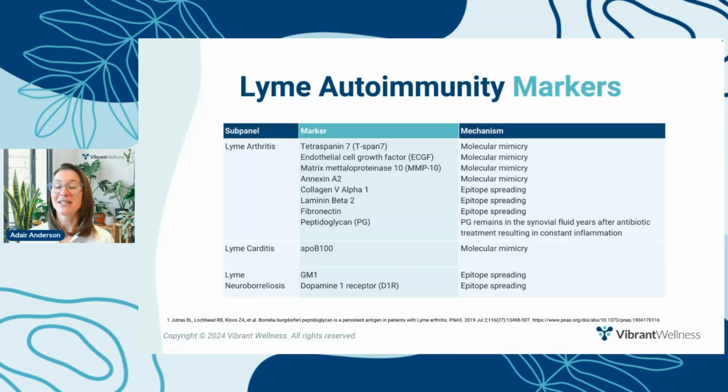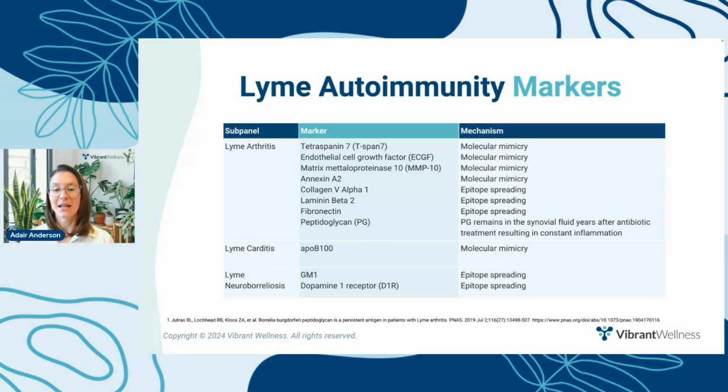The Lyme Autoimmunity test has three subpanels: Lyme arthritis, Lyme carditis, and Lyme neuroborreliosis, including 8 Lyme arthritis markers, 1 Lyme carditis marker, and 2 Lyme neuroborreliosis markers. Molecular mimicry is the mechanism for 5 of these markers: tetraspanin 7 or T-span 7, endothelial cell growth factor or ECGF, matrix metalloproteinase 10 or MMP10, annexin A2, and ApoB100.